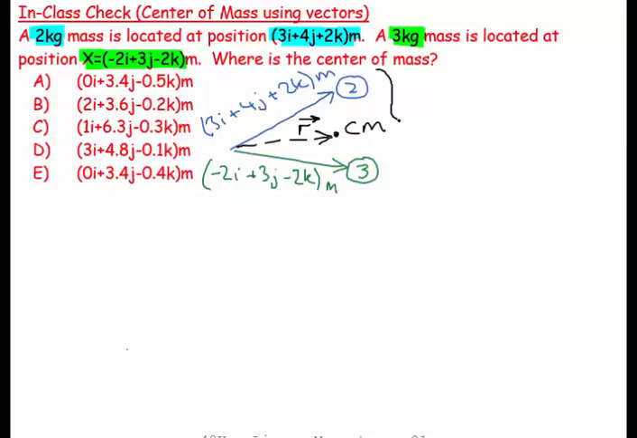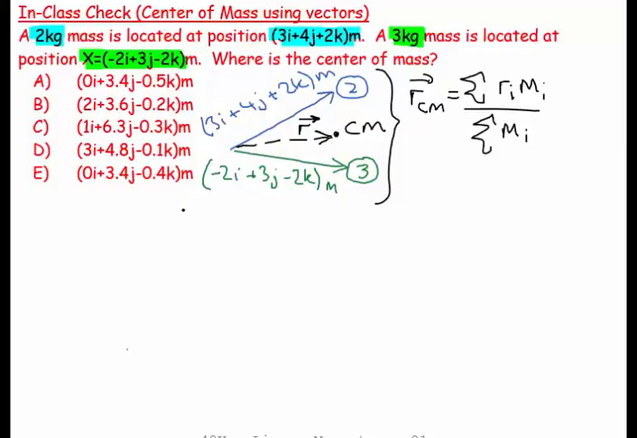And so I need the principle that links these guys together. And it is that my r center of mass, the vector to my center of mass, is equal to the sum of ri mi over the sum of mi. It's each mass times the vector that points to its address added together, divided by all the masses added together.